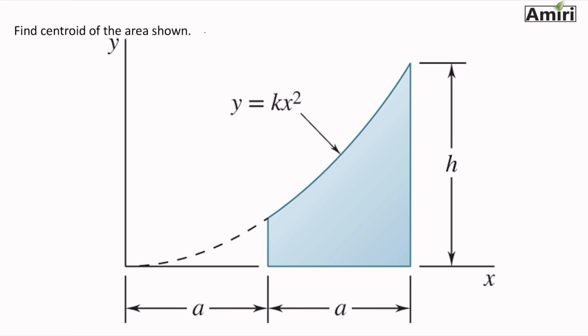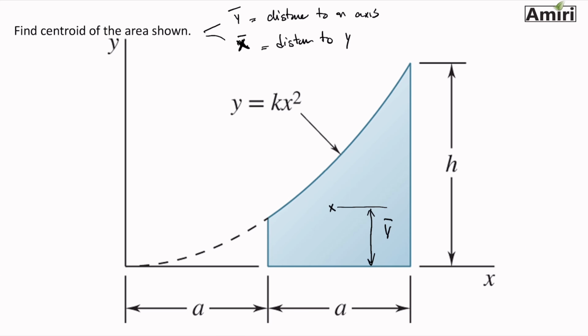Let's look at another centroid problem. Find the centroid of the area shown, the shaded area. Again, this one, y bar, which is the distance of the centroid to the x-axis. Let's say this is the centroid. This will be y bar, and then x bar, or if you want to use capital X bar, will be the distance to the y axis.